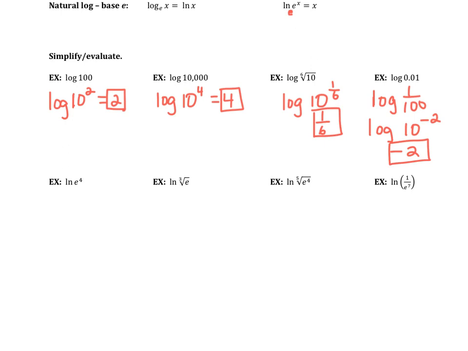In these next examples, they have a base e, but we're going to approach them using a similar method to the ones we just used. So in this first example, remember when we have natural log of e to the fourth, when we have a natural log, there's implied base e right here.